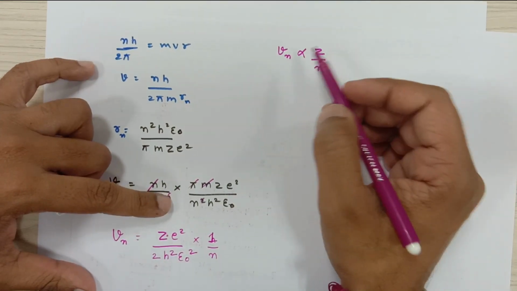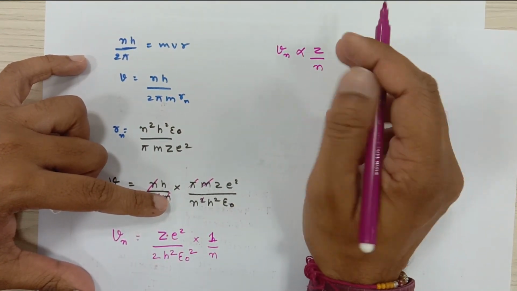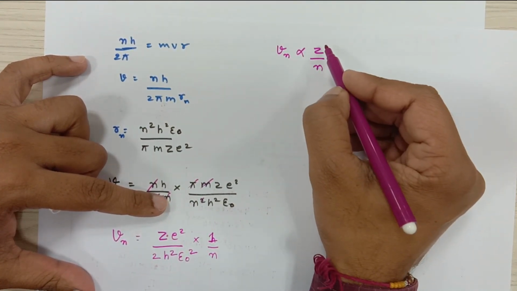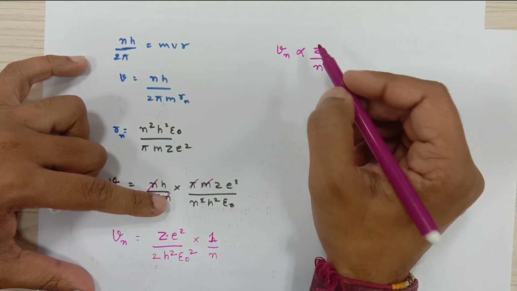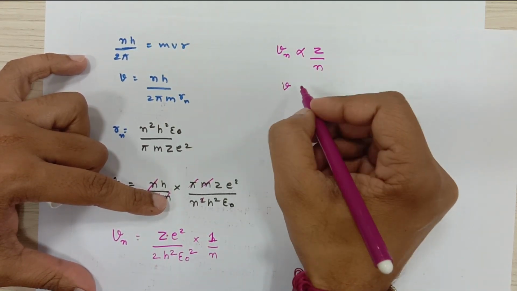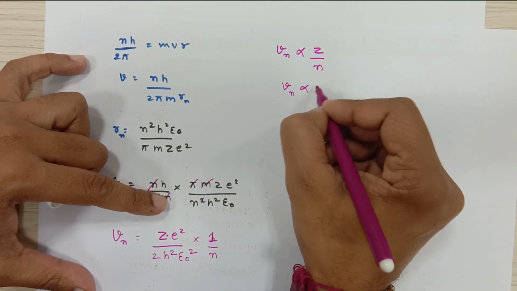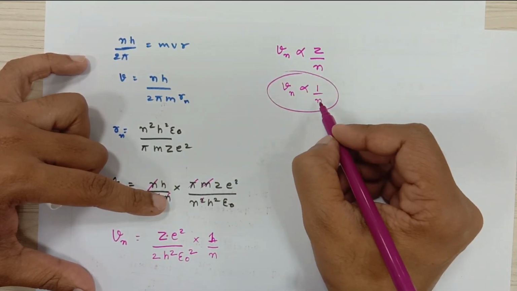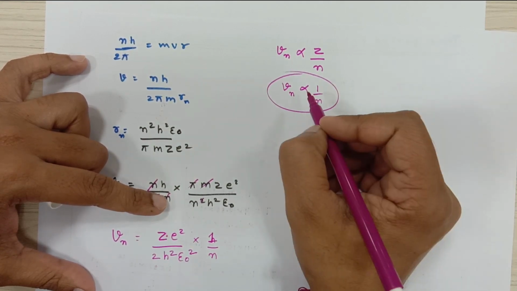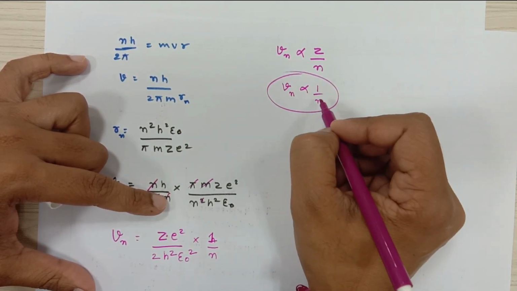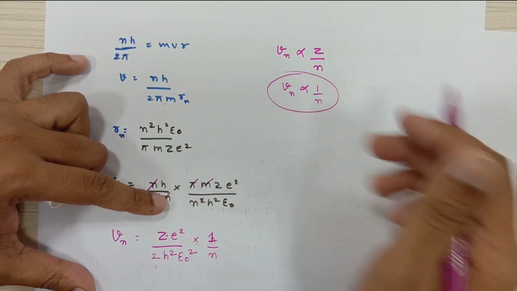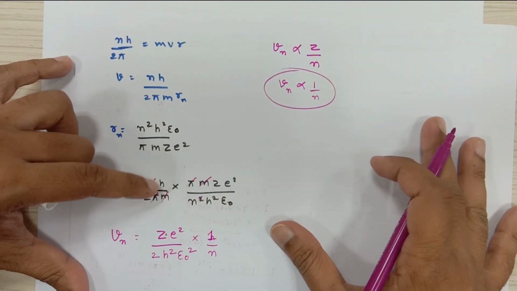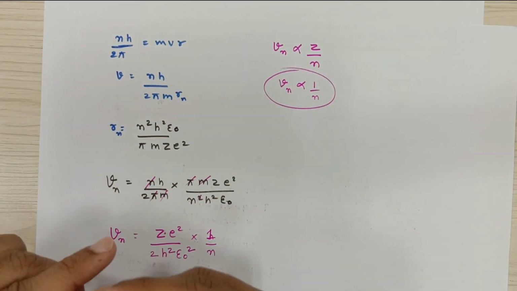If you are selecting a particular atom of a particular element, then z will also become constant. Under that situation, velocity is directly proportional to 1 upon n. That means as an electron keeps going to higher and higher orbits, the velocity decreases, since it is inversely proportional to n. So as n increases, v decreases. This is the velocity expression that I am going to use in this question.